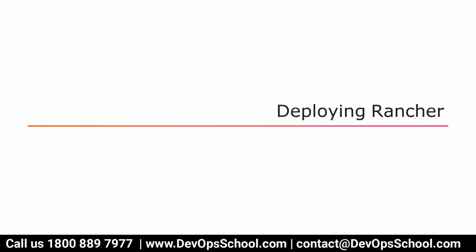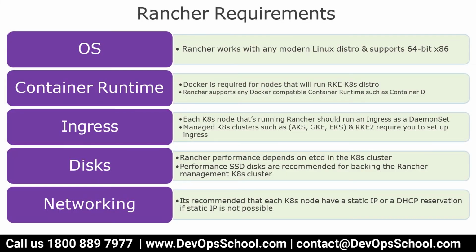So how can we deploy Rancher? Here are some of the requirements, which include the operating system, which has to be a modern Linux distro that supports 64-bit x86, not ARM, and a container runtime, of course. Docker is required for all nodes that will run an RKE distro. Rancher supports any Docker-compatible container runtime such as containerd.